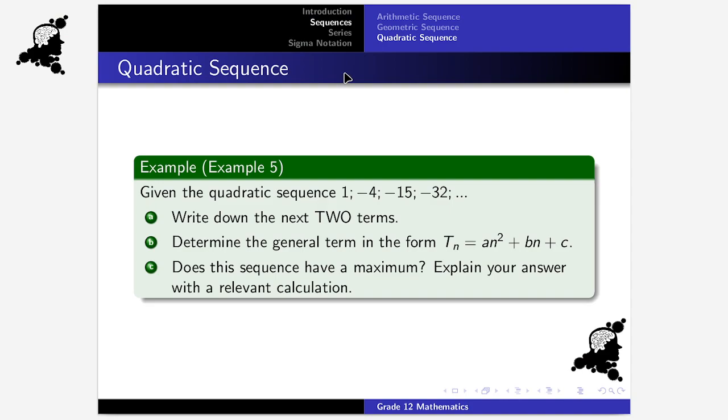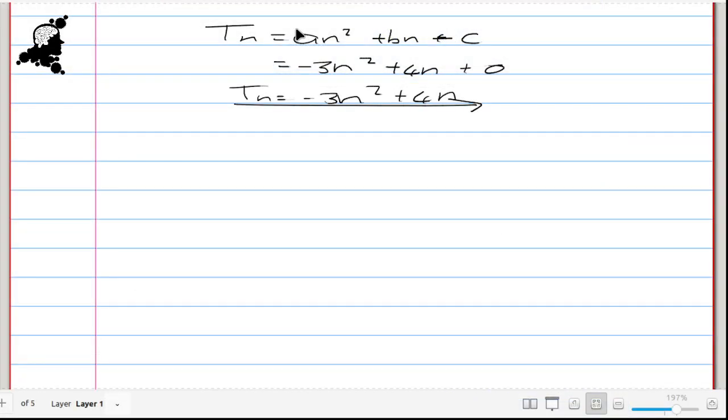Does the sequence have a maximum? Explain your answer with the relevant calculation. Remember what we said. A maximum exists potentially if a is negative. Now the value of a here is negative. We've got the value of a, which is -3. So a is negative. But now we need to check whether we have a maximum or not.